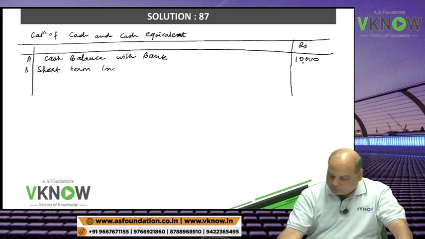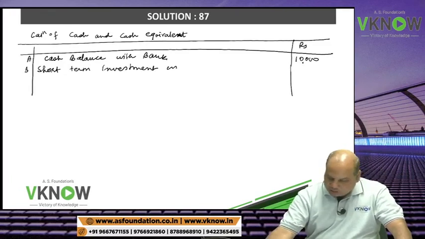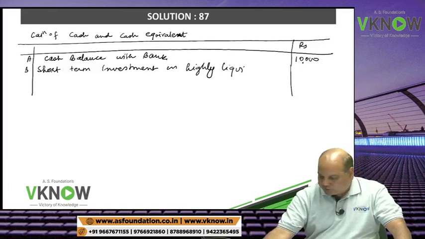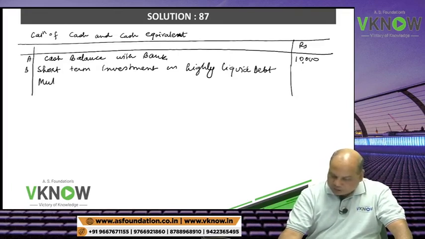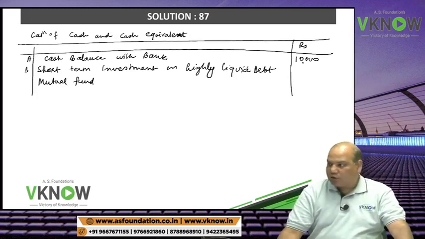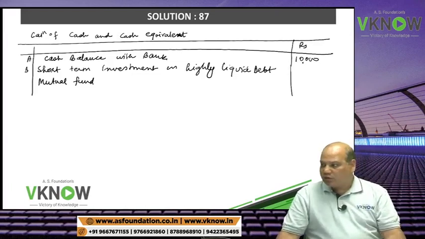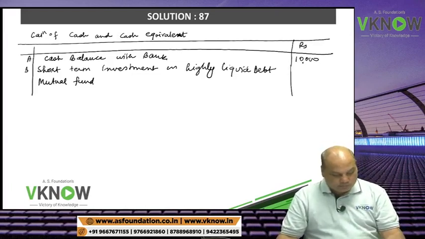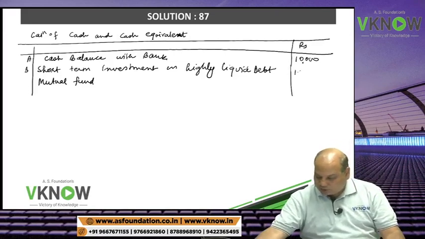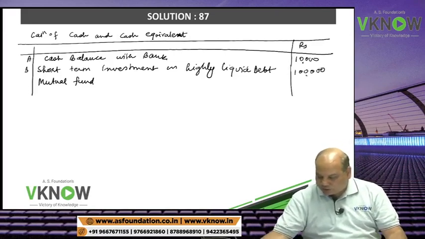Then write down B. Short term investment in highly liquid debt mutual fund. This is a type of mutual fund which invests in government security and maturity period is less than 3 months, so I can take it.